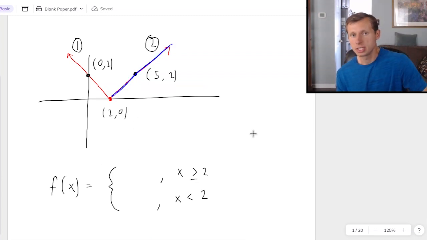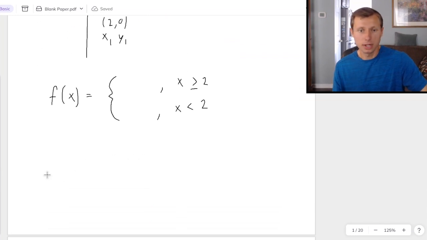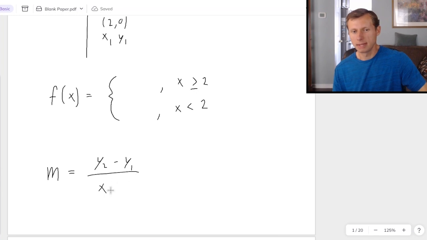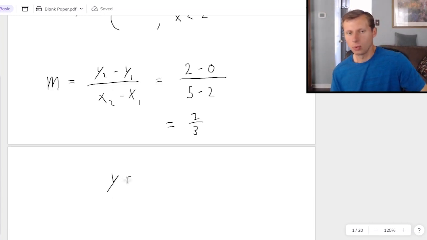So first I notice this is a linear line, y equals mx plus b, and I know how to find the equation of linear lines, and if you don't, then you should watch another video on how to do that. But all you need to do is recognize this is x1 and y1, and this is x2 and y2, which means I can plug it in the slope formula, m equals (y2 minus y1) divided by (x2 minus x1), which is going to be (2 minus 0) divided by (5 minus 2). And that is going to give me a slope of positive 2/3.